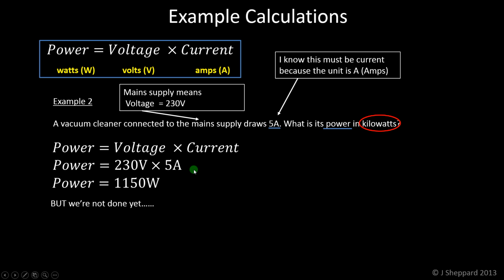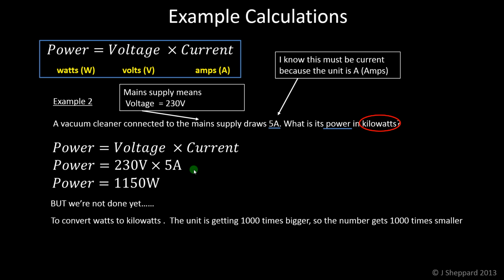And the way we do that, there'll be a separate video eventually about converting units, which I'll link on here when it's done. But basically, if you're making the unit bigger, then the number needs to get smaller. Now, a kilowatt is 1,000 watts, so we're making the unit 1,000 times bigger. That means the number, the 1,150 at the front of it, needs to get 1,000 times smaller to compensate.